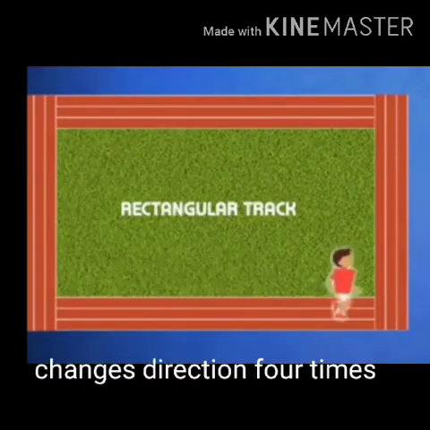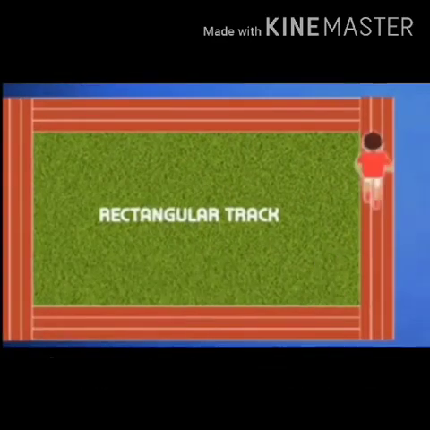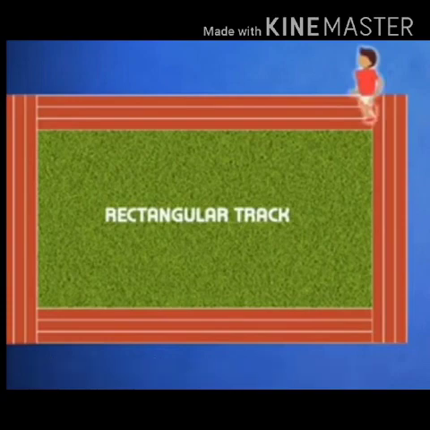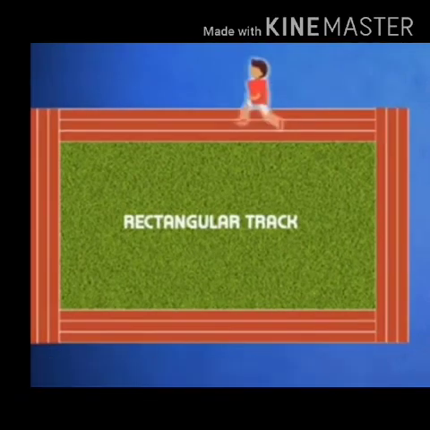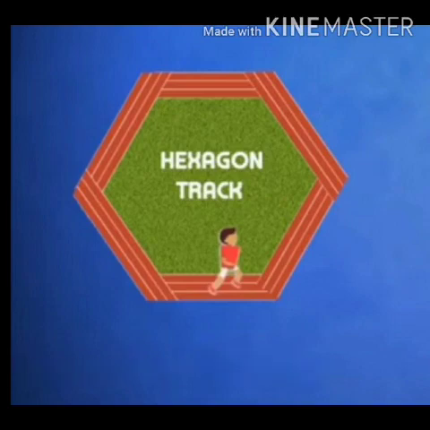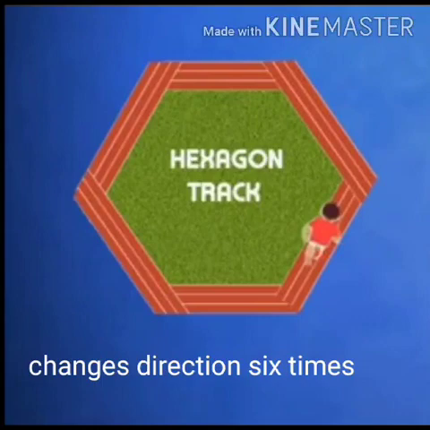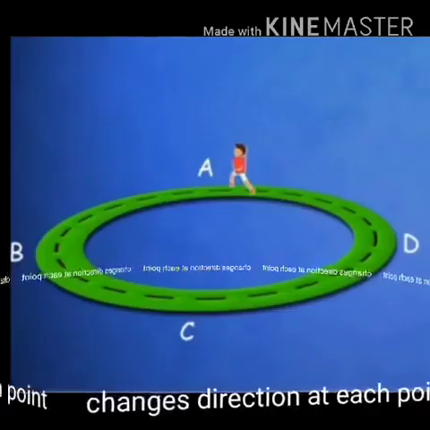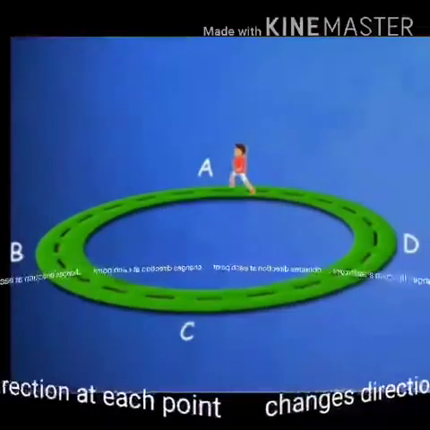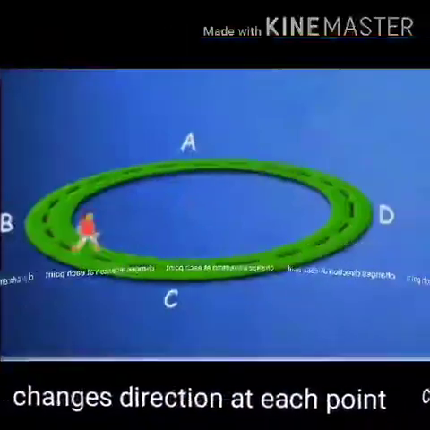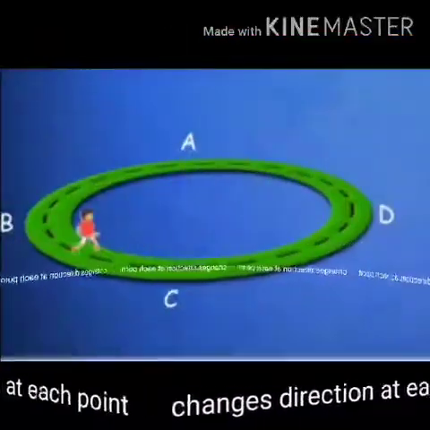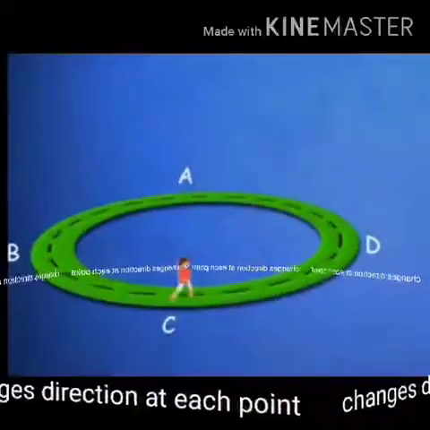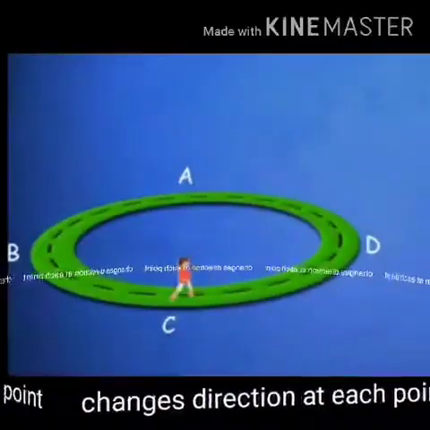Look at this picture. A boy runs through a rectangular track, which means he changes direction 4 times. Here the boy runs through a hexagonal track. He has to change his direction 6 times. And as we increase the number of sides to infinity, the polygon becomes a circle, which means he changes direction at each point.